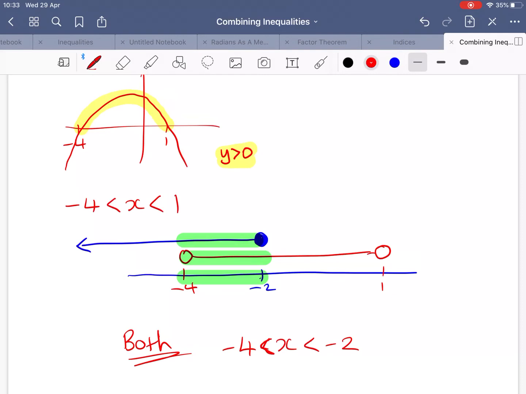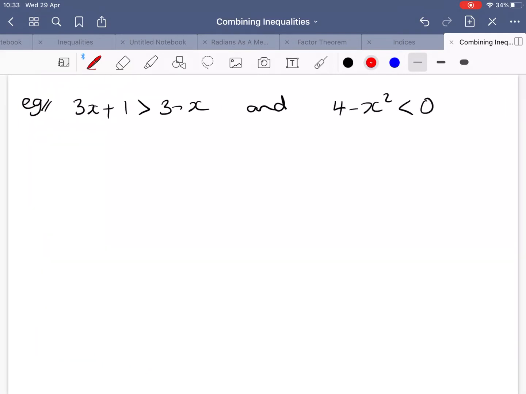Okay, right, second example with the quadratics. Just got 3 examples for you today. So again, do the linear one first. So add the x to both sides, take away the 1 from both sides, and you get 4x is greater than 2, so x is greater than 2 over 4, which is a half.